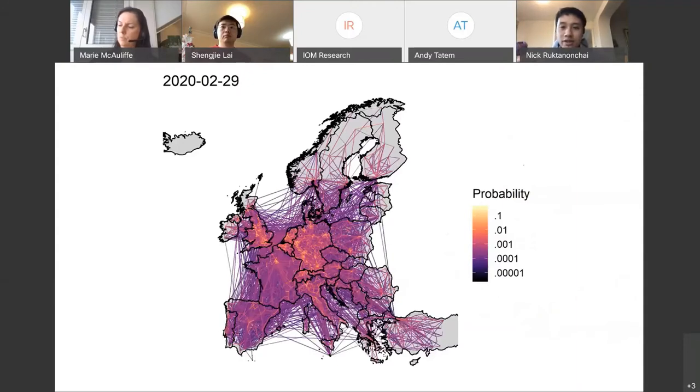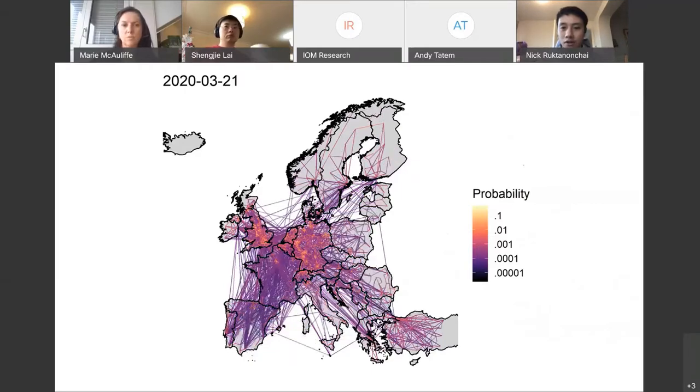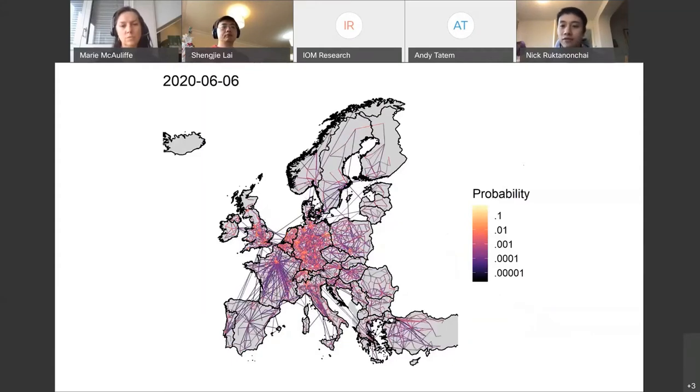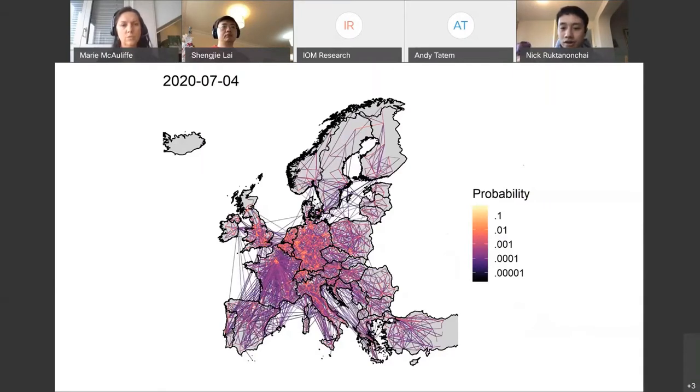And just to show you what that movement looked like over time, this is the Google data over the months. You can see now we're in March, where movement dropped really dramatically across the entire continent. And now you can see as you get into the summer, as lockdowns are lifted, a recovery of a fair bit of that mobility, not just within country, but also some international travel gets restored as well.